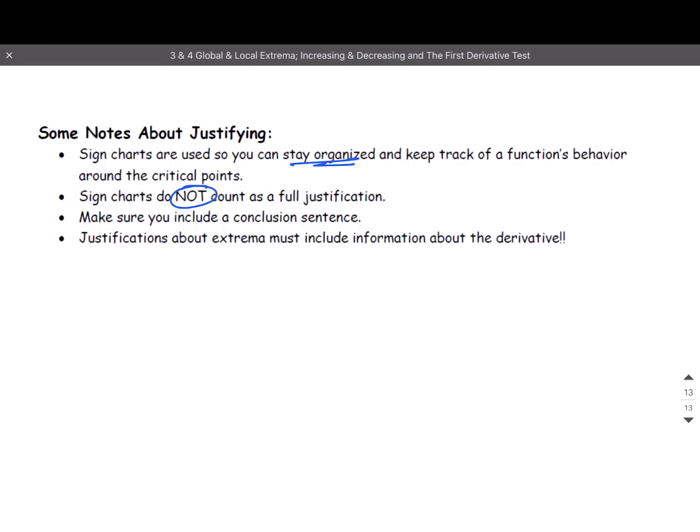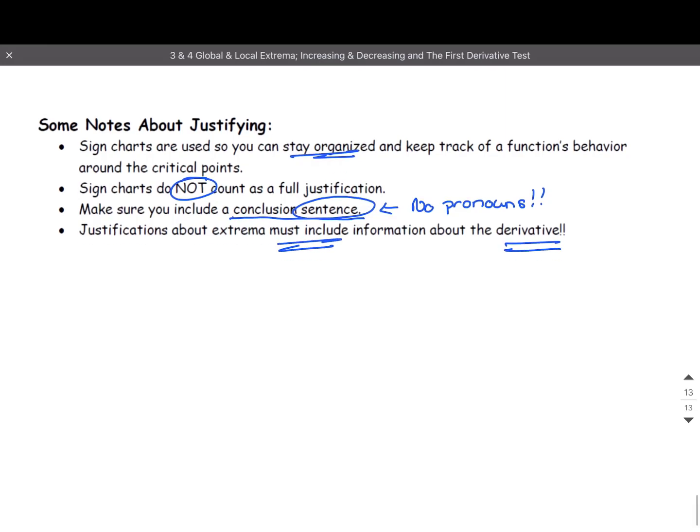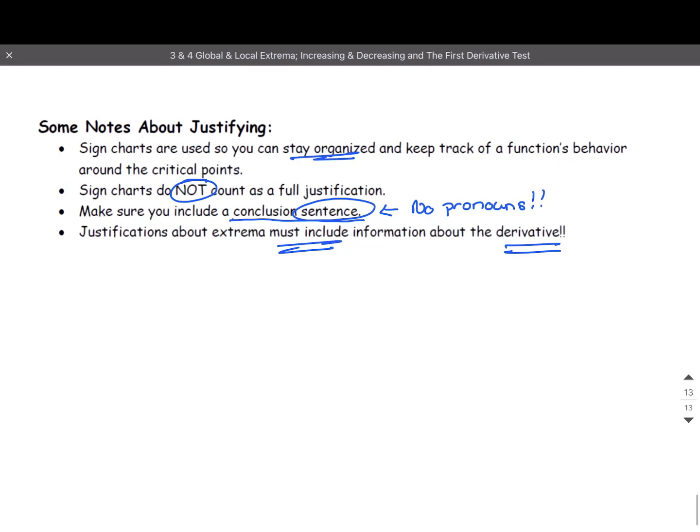Make sure you include a conclusion sentence, in full sentences. And by the way, no pronouns. Do not tell me it is increasing because it is positive. No pronouns. Justifications about extrema must include information about the derivative. If you don't talk about the derivative, you are not justifying. You cannot tell me because the function changed from increasing to decreasing. No, you have to talk about the derivative.